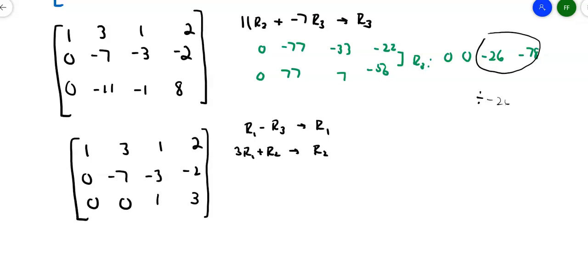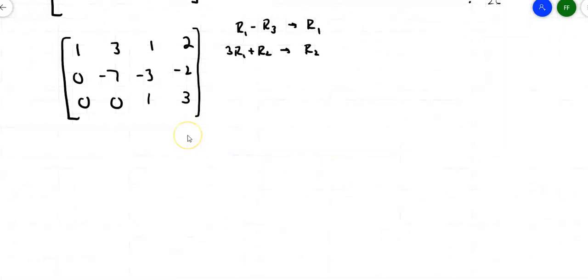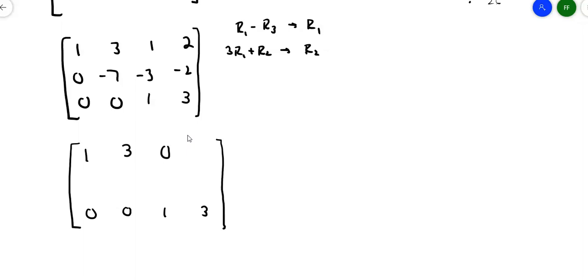answer goes in row 2. All right, let's try that. This time, row 3 is what remains the same. So I get 0, 0, 1, 3. All right, the first row is easy. If I'm doing row 1 minus row 3, 1 minus 0 is 1, 3 minus 0 is 3, 1 minus 1 is 0, 2 minus 3 is negative 1. For the second one, I have to do 3 times row 1, add it to row 2. So now, because now we're going to end up back where we started.